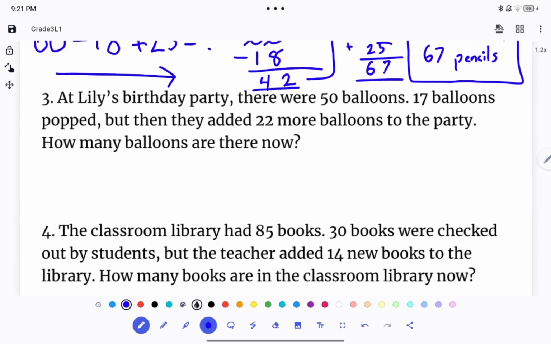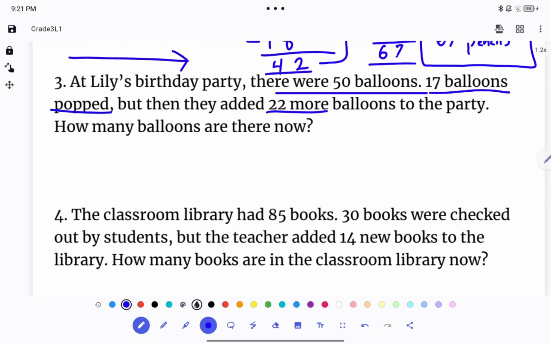Anyways, so we move on to Lily's birthday party. They started off with 50 balloons, then 17 balloons popped, so they're gone now. But then they added 22 more balloons to the party. I bet the dad rushed really quickly.